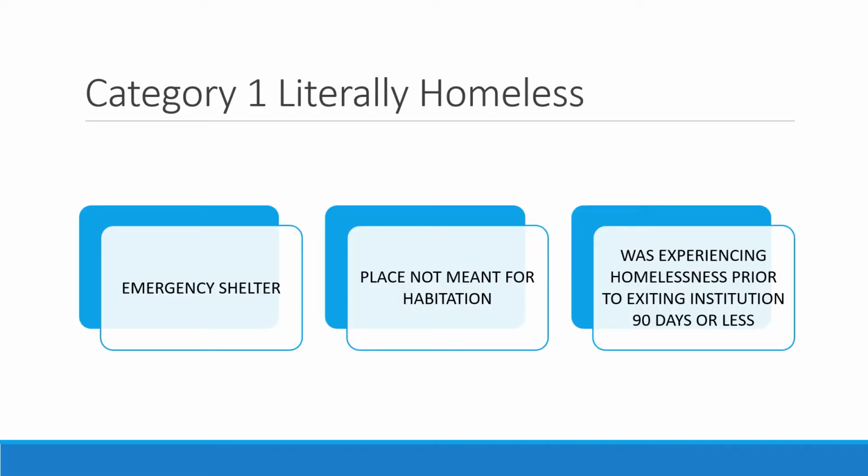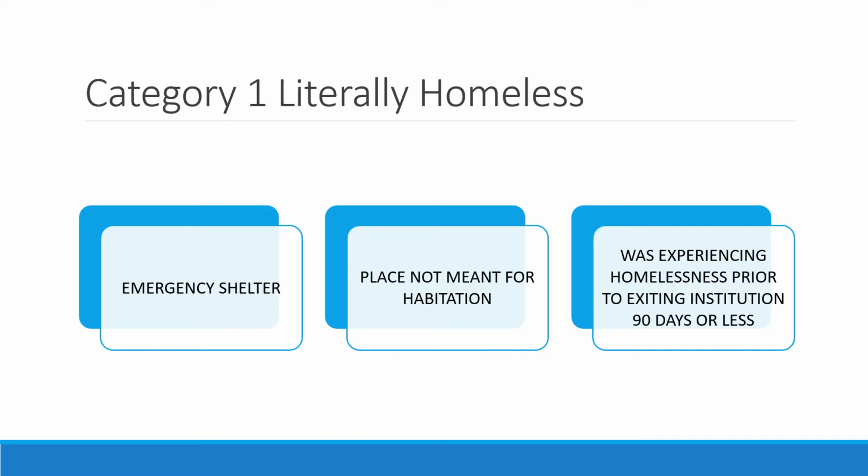People who fall under Category 1, literally homeless, are people that are either living in a place not meant for human habitation, in an emergency shelter, or are exiting an institution that they have resided at for 90 days or less, and they were experiencing literal homelessness prior to that institution stay.